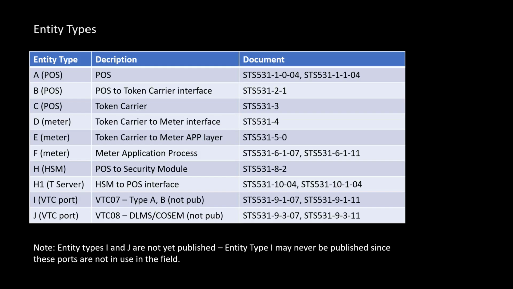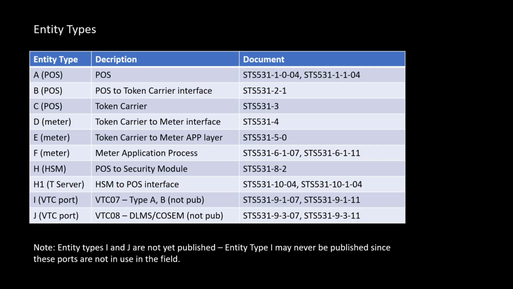Entity types A, B, and C all relate to a point of sale. And to the right, you will see which documents are related to the entity type A, B, or C product. Then entity types D, E, and F all relate to a meter. And once again, it shows you to the right which documents are relevant. Entity type H is a security module device. Entity type H1 is a token server.